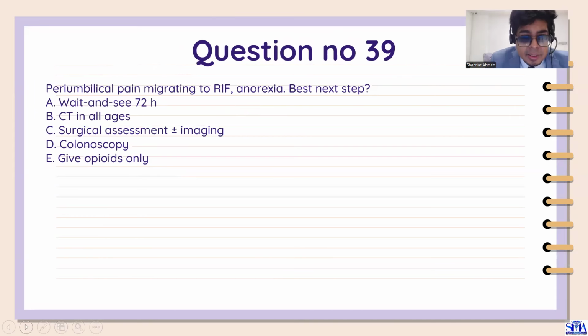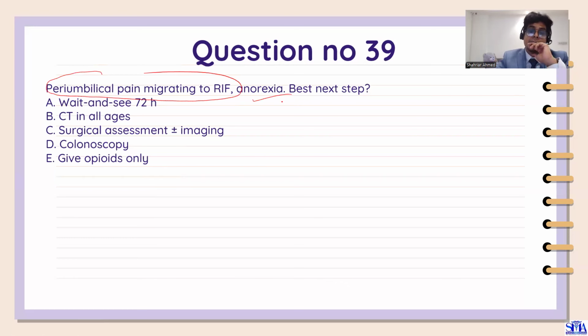Last question before we go up to question 40. Periumbilical pain migrated into the right iliac fossa. Okay, now that looks classic appendicitis. What is the next best step? A bit of a surgical question. I can give you a lead. So, what to do in this particular case?